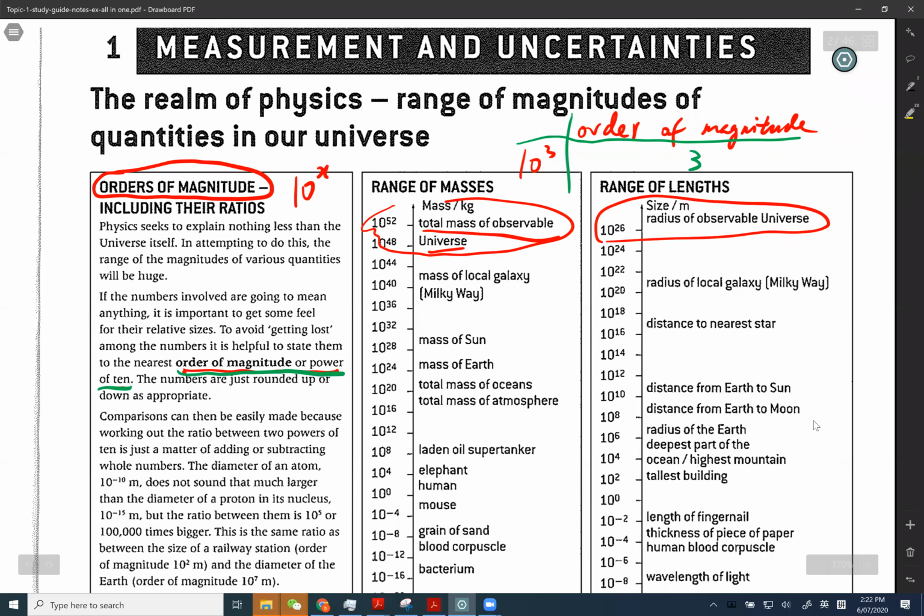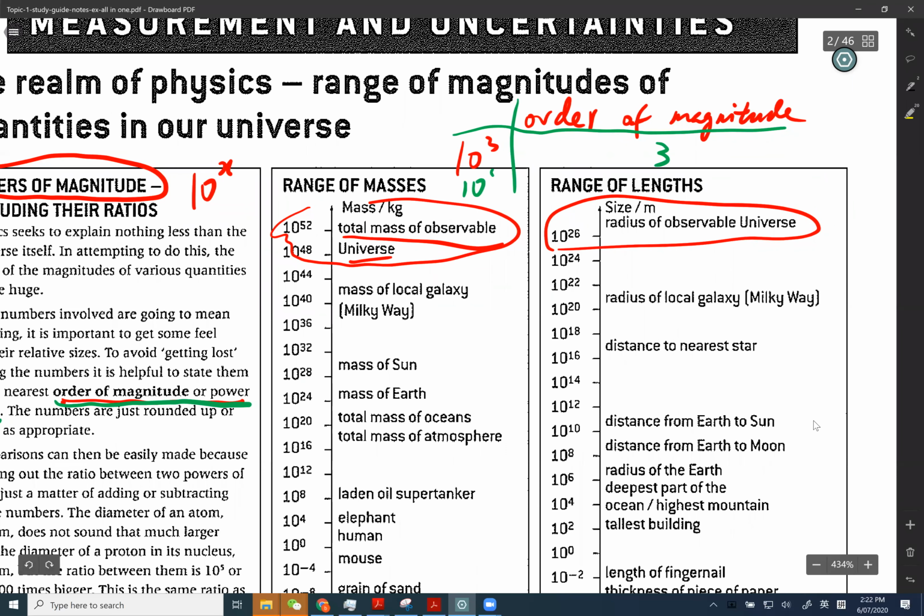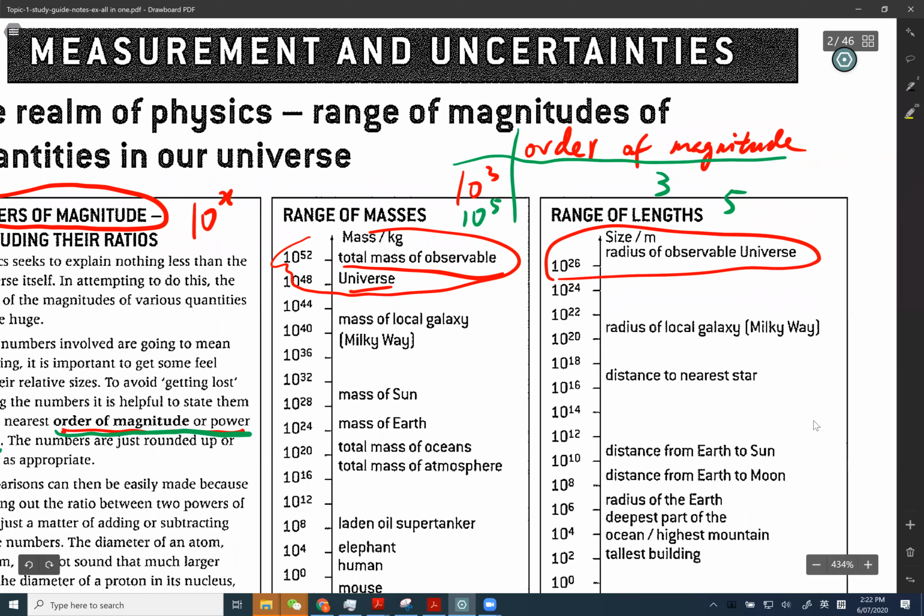Or, for example, 10 to the power 5. What's the order of magnitude? Just 5. Easy? The order of magnitude is just the power of 10. But sometimes in IB, they give you a hard question.